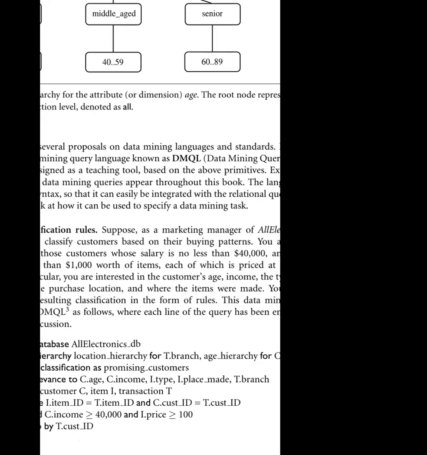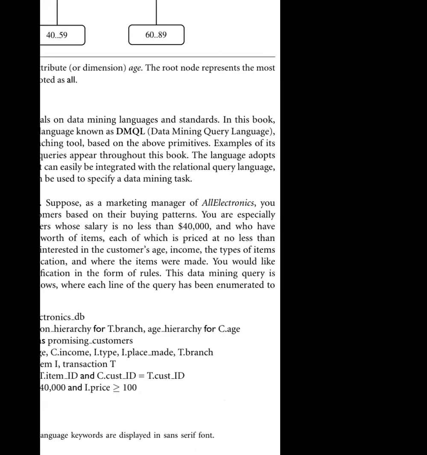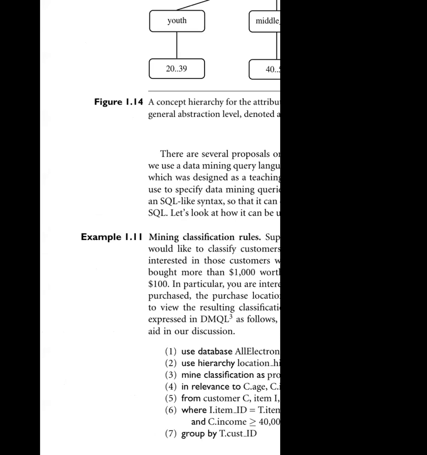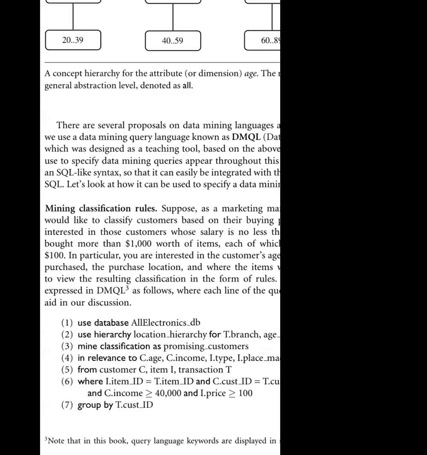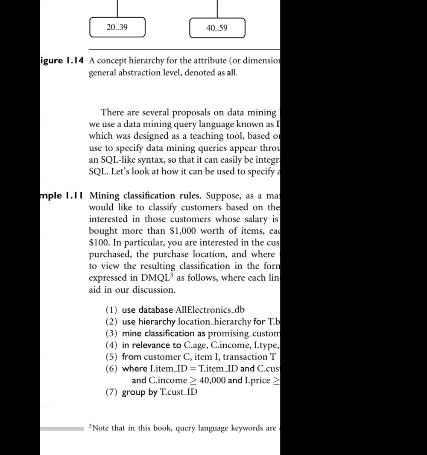Mining classification rules: suppose a marketing manager of AllElectronics would like to classify the customers based on their buying patterns. We are especially interested in those customers whose salary is no less than 40,000 and who have bought more than 1,000 worth of items. So that is how you represent mining classification rules. For example, here you have to see the DMQL, data mining query language.